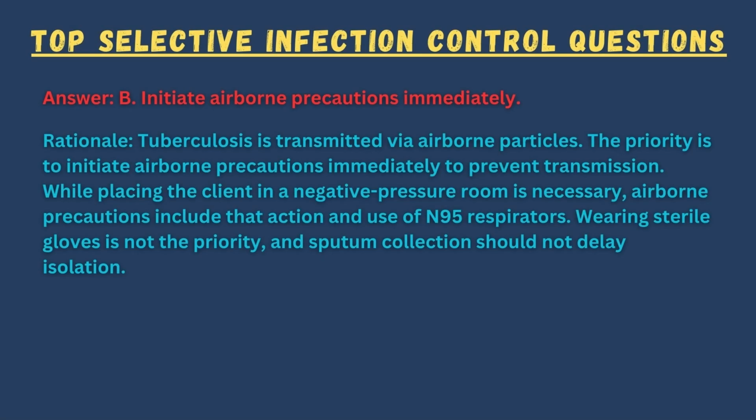Answer B. Initiate airborne precautions immediately. Rationale. Tuberculosis is transmitted via airborne particles. The priority is to initiate airborne precautions immediately to prevent transmission. While placing the client in a negative pressure room is necessary, airborne precautions include that action and use of N95 respirators. Wearing sterile gloves is not the priority, and sputum collection should not delay isolation.